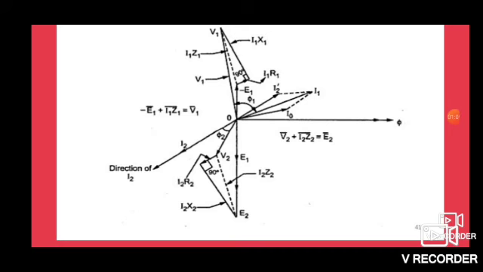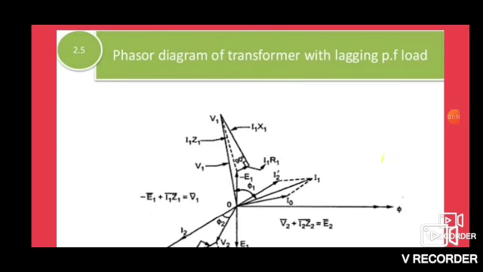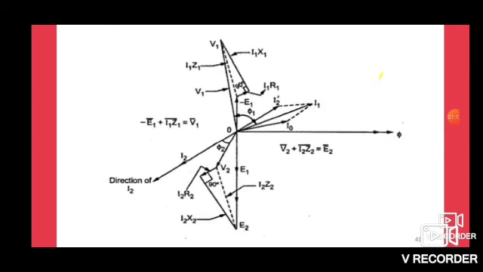So now take the below reference axis. Here we are going to draw the phasor diagram with lagging power factor load. So now we are going to draw the values of E2 and V2. First we take the value of E2. We have to draw the line for the I2R2, which is parallel with the current I2, and at 90 degrees we have to draw I2X2.